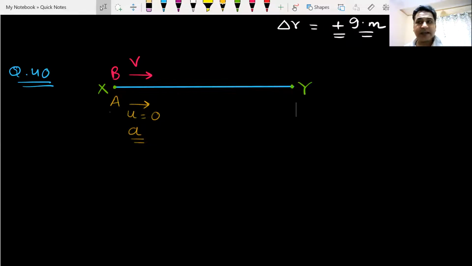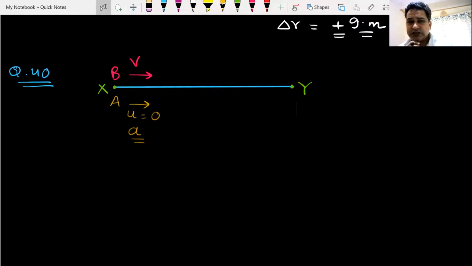So after how much time do they meet is the question. Two bodies A and B, A with 0 initial velocity and an acceleration a, B moving with the same velocity v. After how much time do they meet? Anyone with an answer? 2v by a, yes, Deepak, that is the answer. 2v by a, great. You have done a good job.